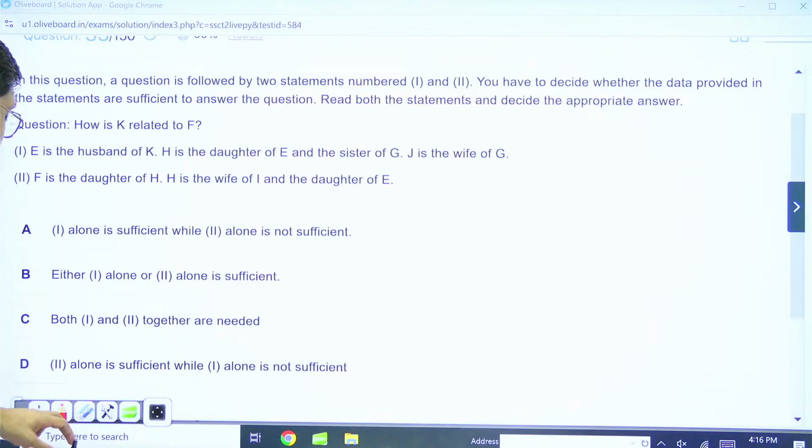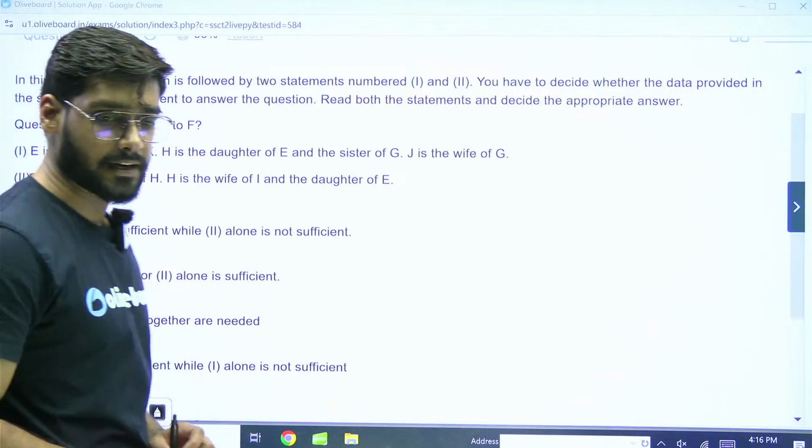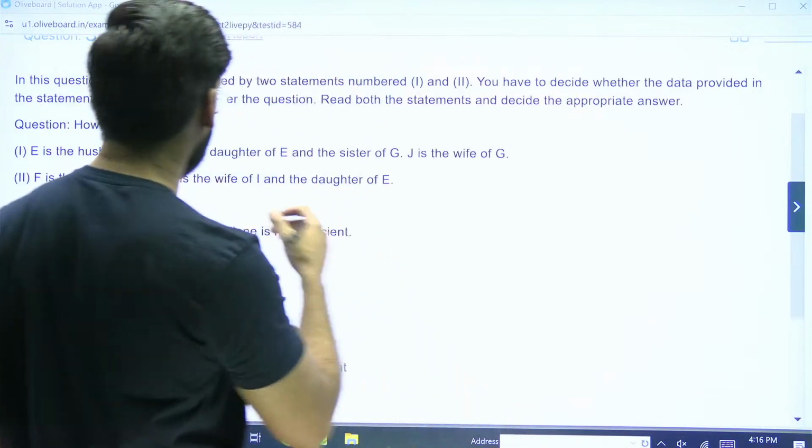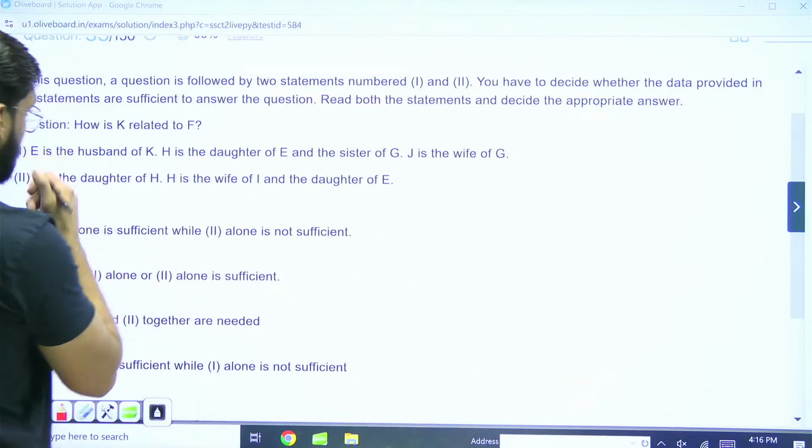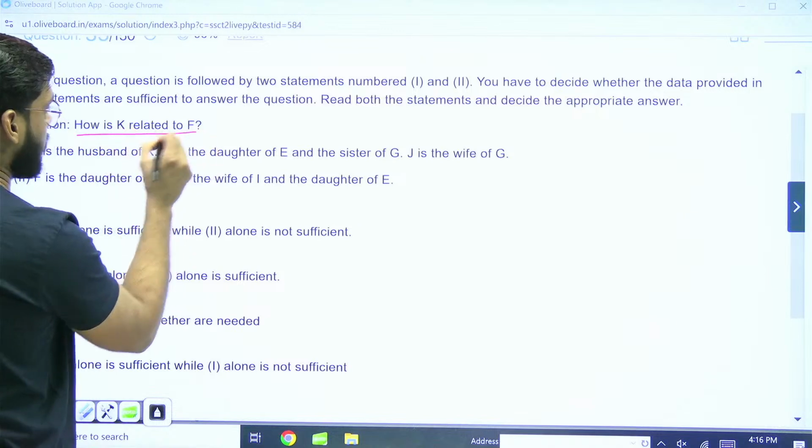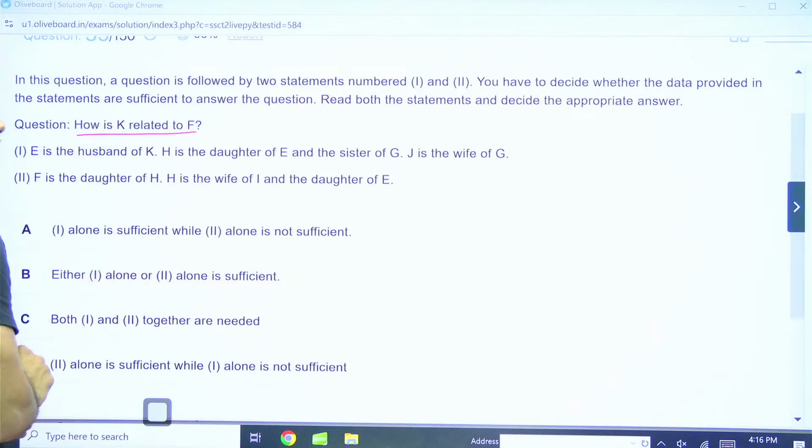The question is from the data sufficiency. How to get the answer for this one? How is K related to F? We need to find how this K is related to F.